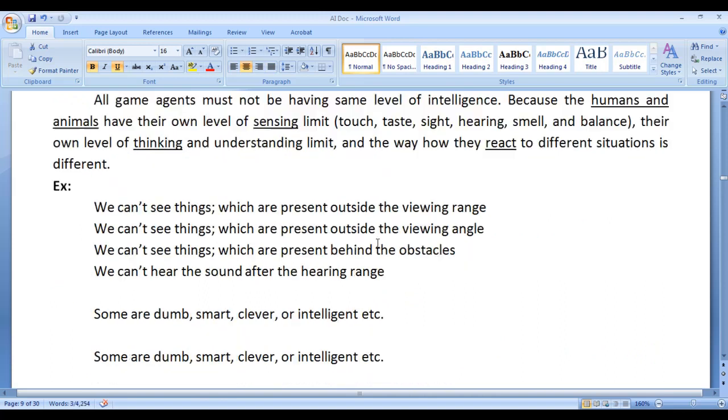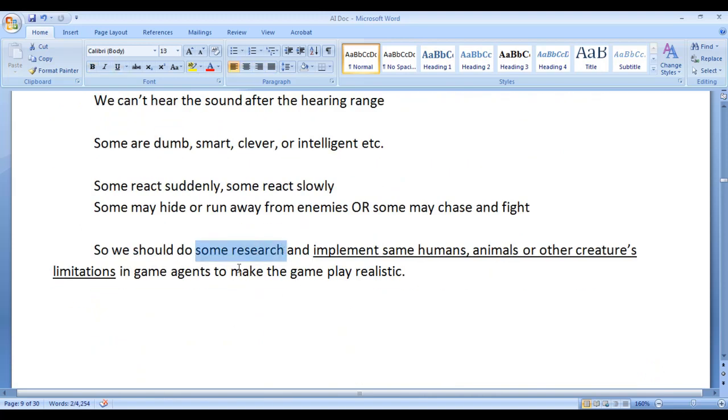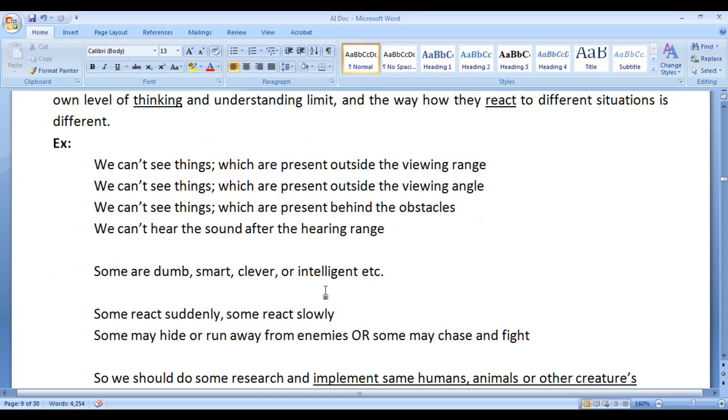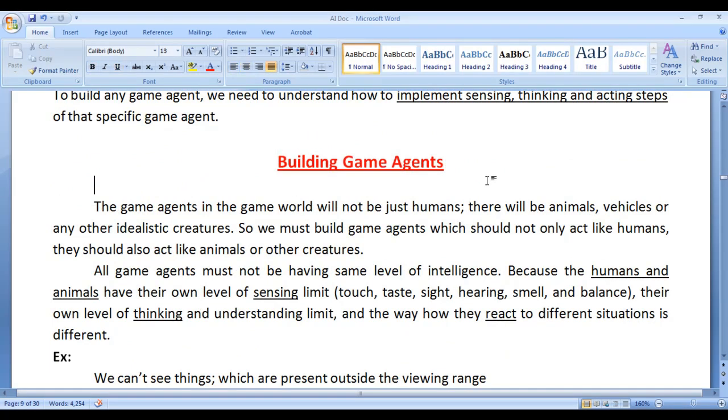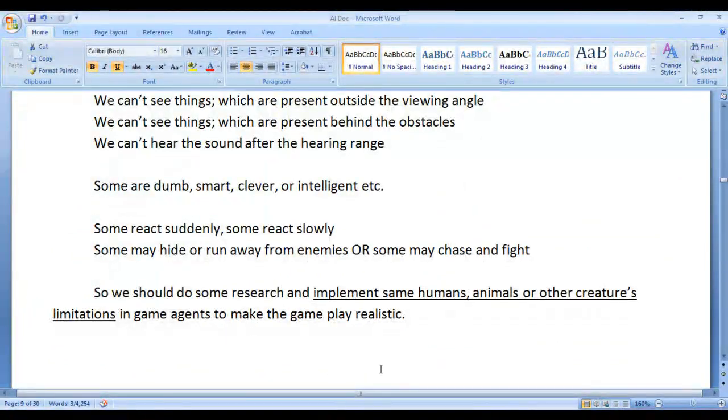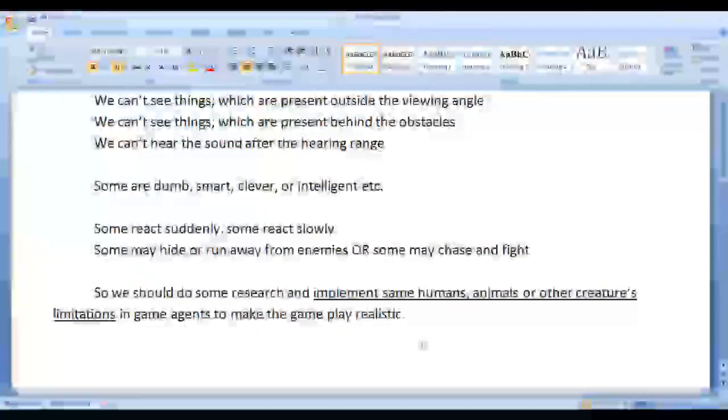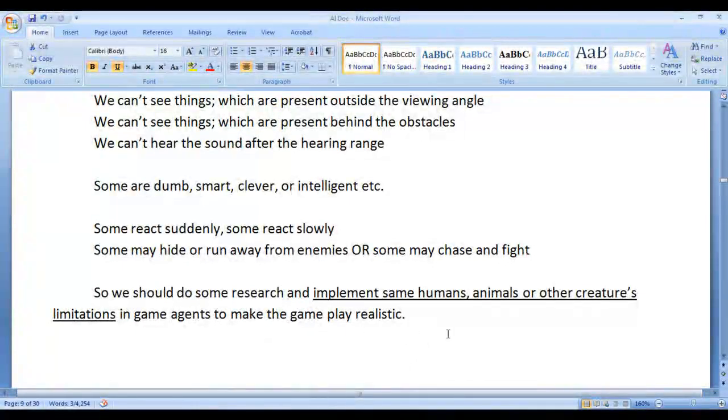Whenever we build a game agent, first we need to do some research on that type of game agent, and then we should implement the same human, animal or other creature limitations in the game agents to make the gameplay realistic. So we should implement the limitations of humans if we are building a human agent. If we are building an animal agent, then we have to implement that specific animal's limitations in that game agent. Then only the gameplay looks realistic. So I hope you guys have clearly understood how to build game agents. As I told, whenever you build a game agent, first you should do some research on that type of game agent, then implement that specific game agent's limitations so that the gameplay becomes realistic.